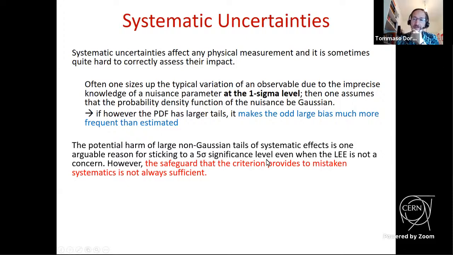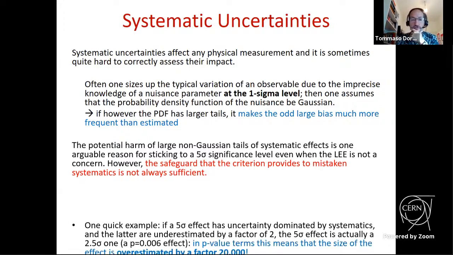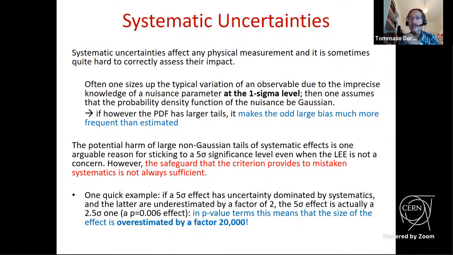And in fact, 5 sigma doesn't even cover you from the pitfalls that you may have by considering Gaussian distributions of the systematics. Let's make a quick example. Okay, imagine that the 5 sigma effect is in fact an effect dominated by systematics.